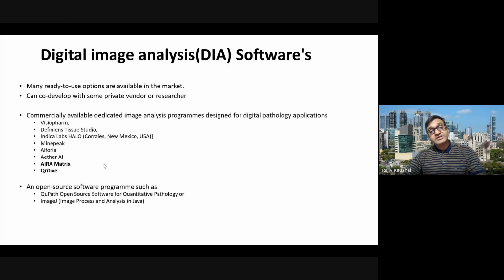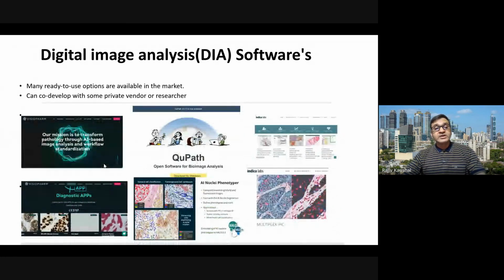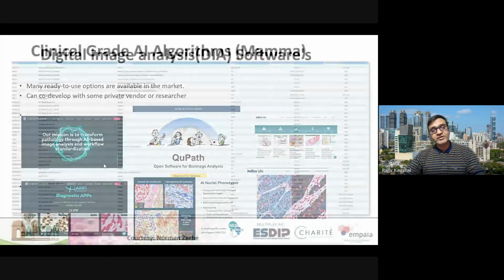And in addition, if you don't want to invest in any of these, or you don't have any resources, there are some options like open source free software also, in which you can do some limited analysis, like QuPath and ImageJ, which are free of cost. But the market of this software is now evolving and growing at a very fast pace.